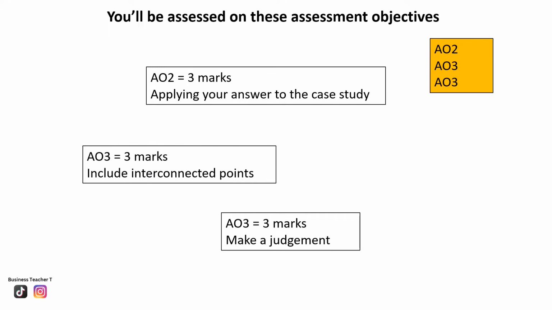For the 9-marker, you are assessed on the following objectives: AO2, which is applying your answer to the case study, AO3, which includes you having interconnected points, and AO4, where you're required to make a judgment, so that includes the evaluation as well. You are not assessed on your knowledge, so do not include a definition for your 9-marker.